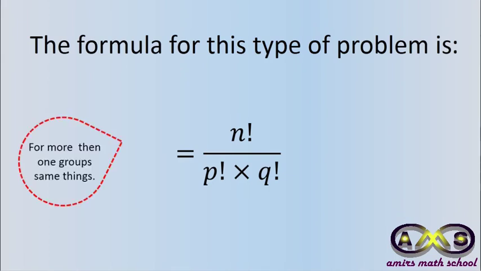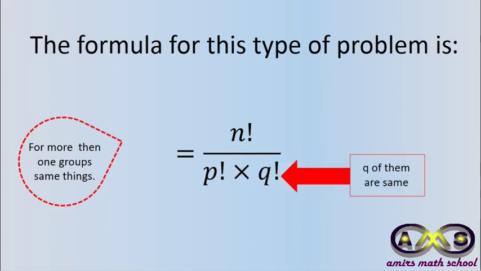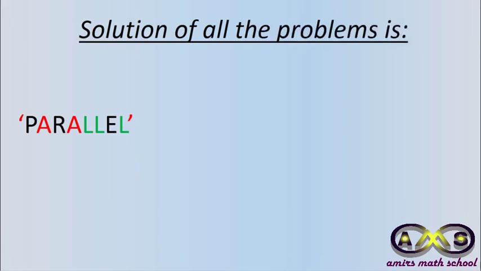So the formula for this type of problem is n factorial divided by p factorial into q factorial. Here there are more than one group of the same thing. So here the n is for the arrangement of all the letters, p of them are the same type, so this p factorial is for the same type letter arrangement, and this q is for another group of same type letter arrangement. The solution of all the problems is 8 factorial divided by 2 factorial into 3 factorial.